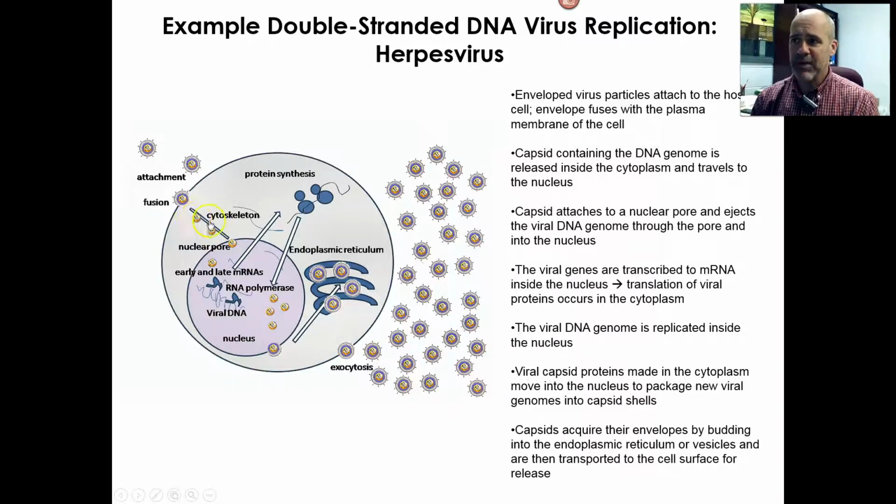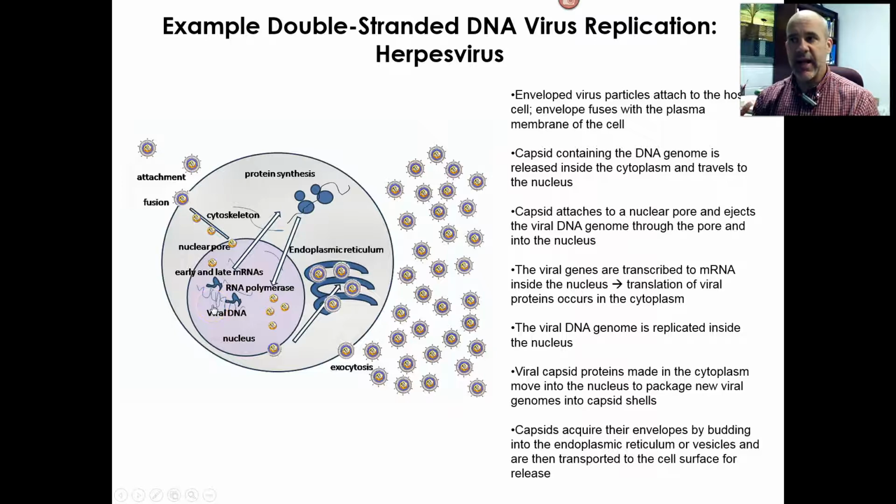So the capsid apparently attaches to the cytoskeleton and slides toward the nucleus. The capsid comes inside the nucleus through a nuclear pore. Maybe you've talked about nuclear pores in classes before. Those are fairly large holes that exist in the membrane of the nucleus. All right, and so once the capsid's in here, the DNA will come out. Okay, the viral DNA is out.